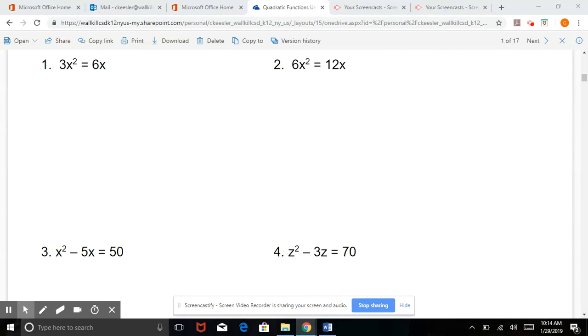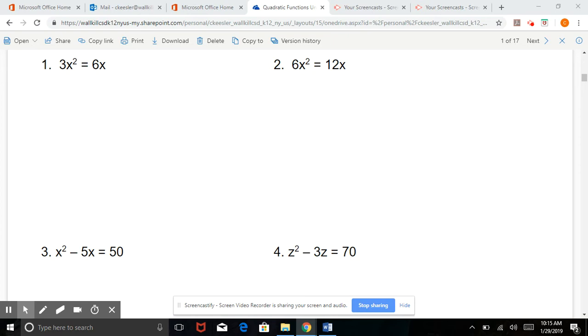Yesterday, you learned how to solve a quadratic equation by factoring. In all of the examples from yesterday, you were given a trinomial that you could factor into a binomial. Today, you're going to see that there are examples that you can still solve by factoring that are not necessarily trinomials. So taking a look at number 1.